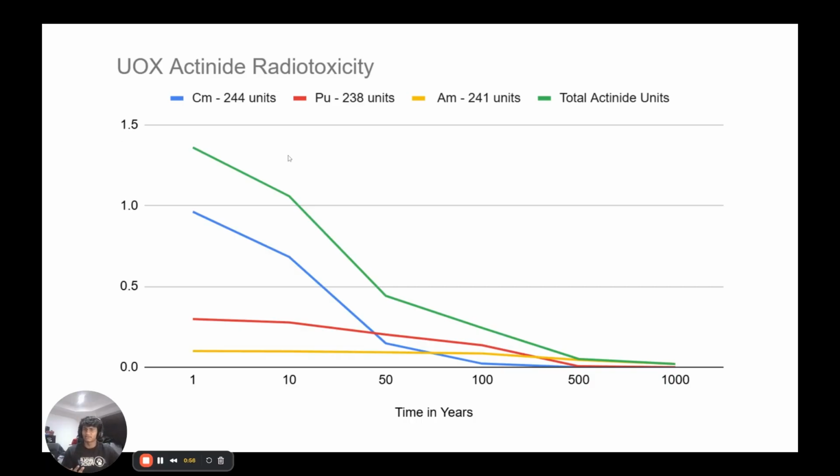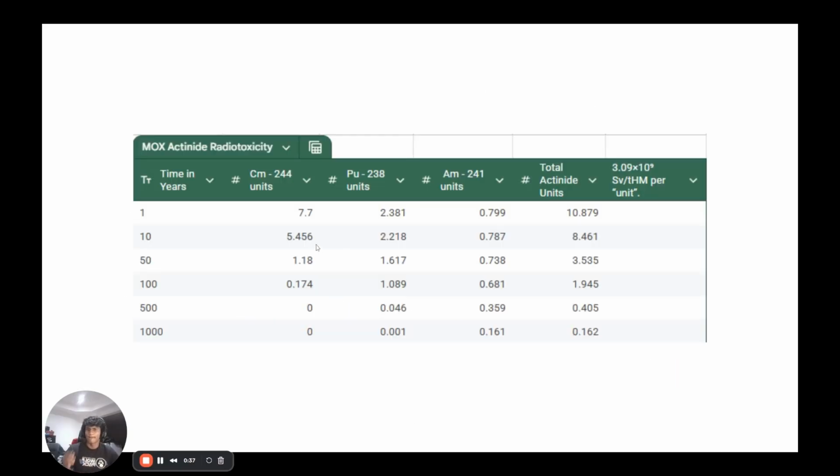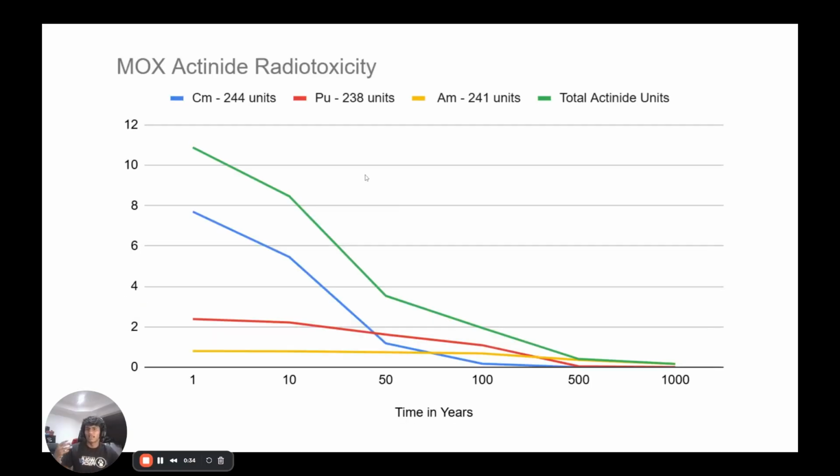And as you can see here, with this one chart, actinide radiotoxicity in the first year can easily kill a human. That's not taking into account that one of these units is thousands of sieverts. And as you see, they slowly decay over time. But let's compare that to MOX real quick. MOX, as you can see, has actinide radiotoxicity far higher.